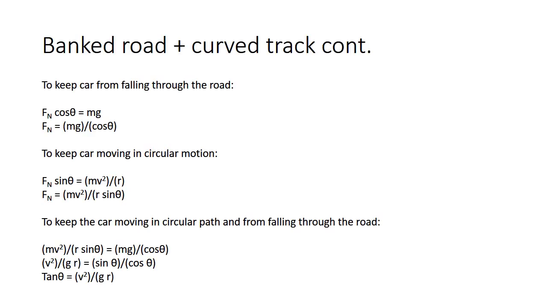Banked road plus curved track, continued. To keep the car from falling through the road, the normal force must equal mass times the acceleration of gravity divided by cosine theta, and to keep the car in circular motion, the normal force must equal mass times speed squared divided by radius times sine theta. And to keep the car moving in a circular path and from falling through the road, tangent theta must equal speed squared divided by gravity times radius.